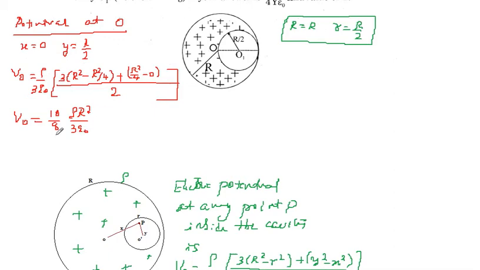Otherwise you can say this VO is equal to 5 divided by 4 rho r square divided by 3 epsilon O. I don't do anything further, so I simply keep this VO as it is. Okay, this is the electric potential at this point, which is the center of the bigger sphere.